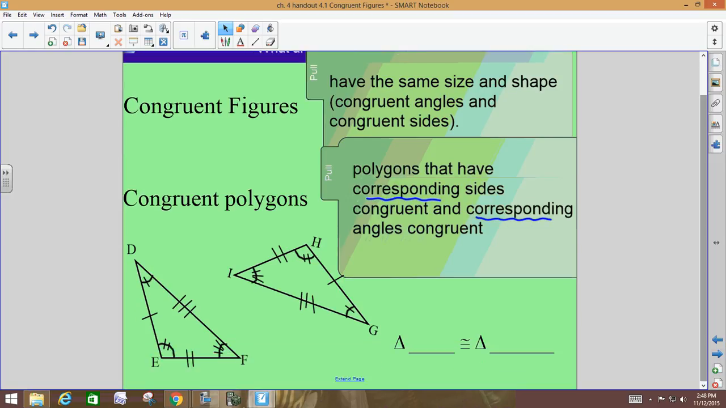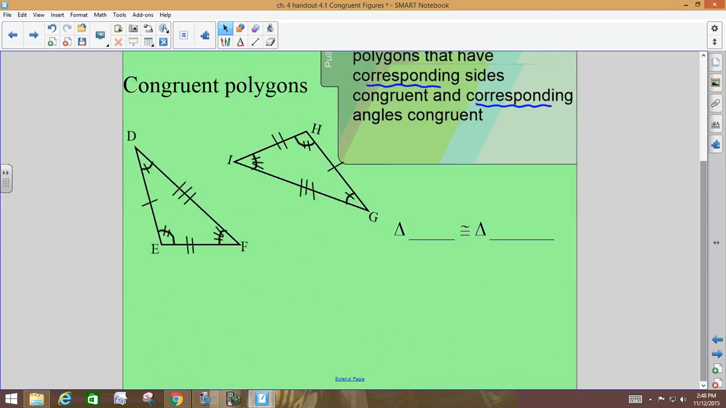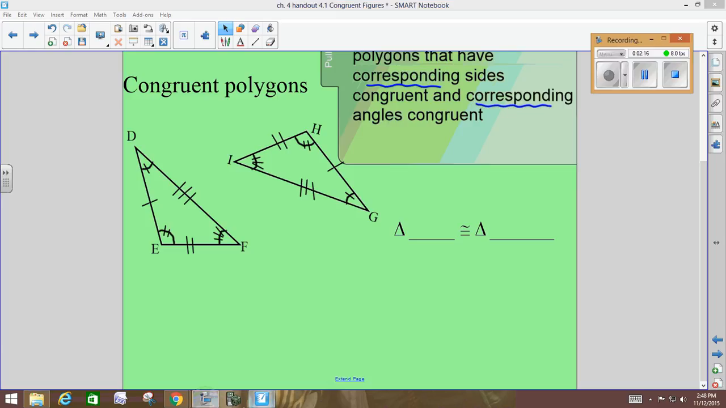So, you don't have these two triangles on your notes, but looking at all their markings, we can say that DE is congruent to HG. They both have one tick mark. EF is congruent to HI. They both have two tick marks. FD is congruent to GI. They both have three. So the corresponding ticks match up which sides are congruent.